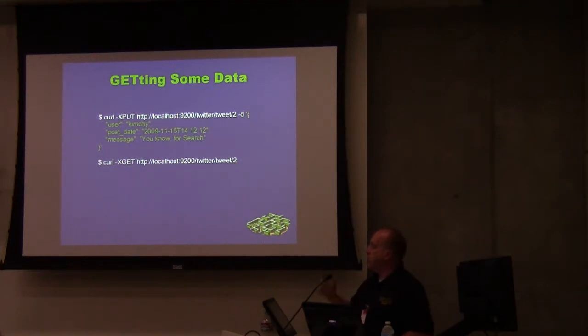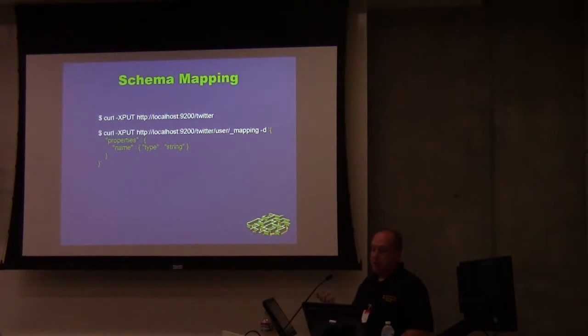This is an example of getting a document, and here we're doing an HTTP GET. Twitter, again, is the index, tweet is the type, and the ID is 2. In this case, we'll pull that document back for you directly. So, basic GETs and puts.